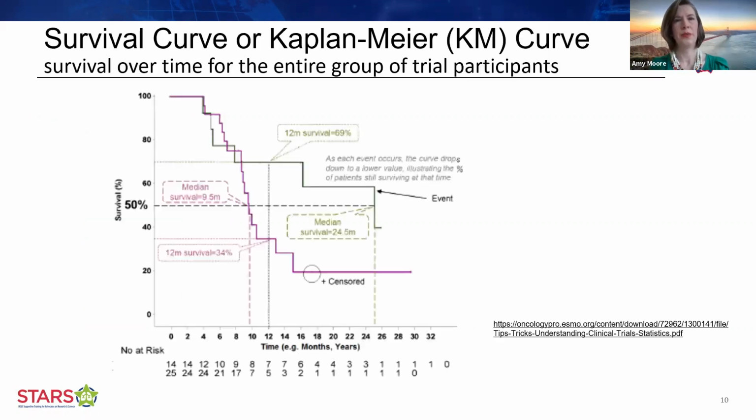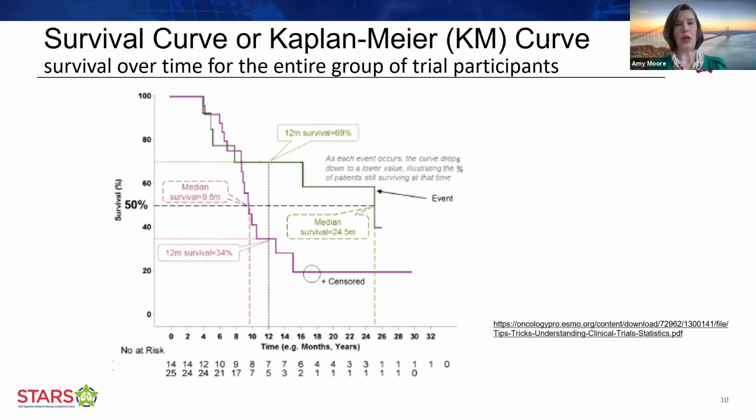Next slide, please. So we're going to start with a basic orientation to survival curves, also known as Kaplan-Meier curves. This is the survival over time for the entire group of trial participants. Again, the first thing you want to do with any of these graphs is to get your bearings, figure out your y-axis and your x-axis. Here on the left, going up and down, our y-axis says survival as a percent. In this case, we're looking at overall survival. At the bottom, you can see time in months.